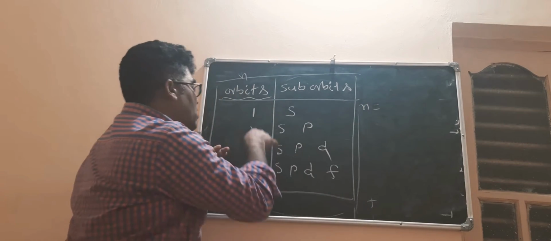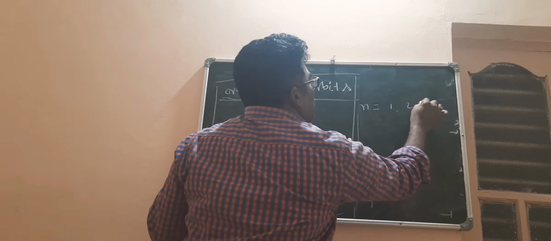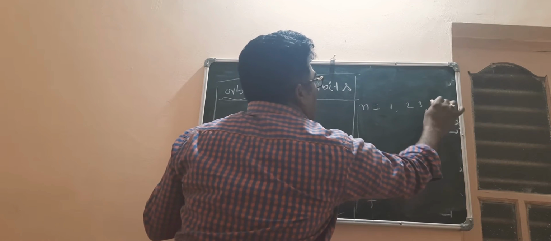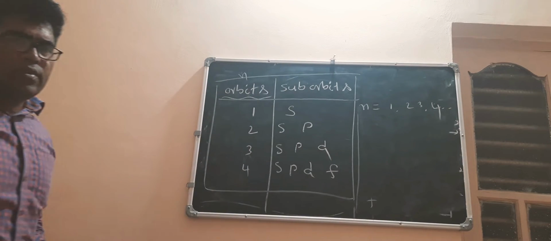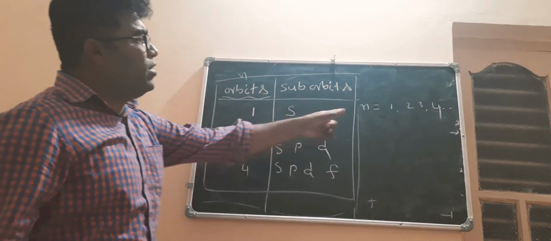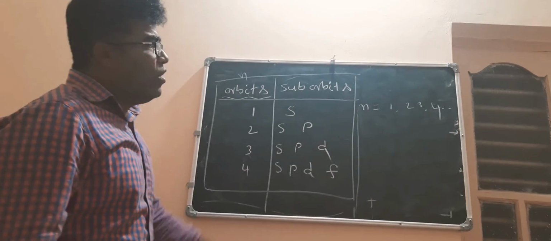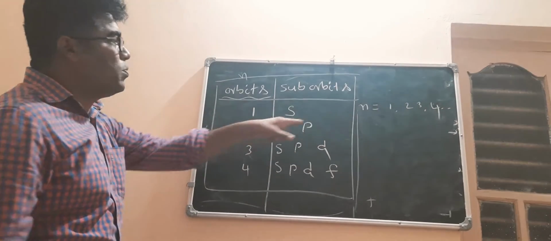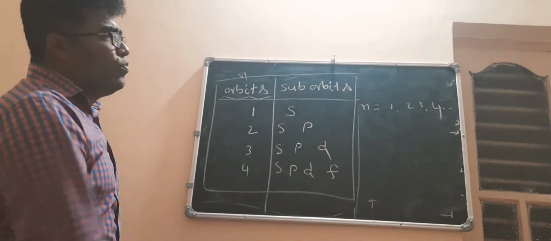The values of N are 1, 2, 3, 4, and so on. So orbits means principal quantum number, denoted by the letter N, and the values of the principal quantum number are 1, 2, 3, 4, and so on.